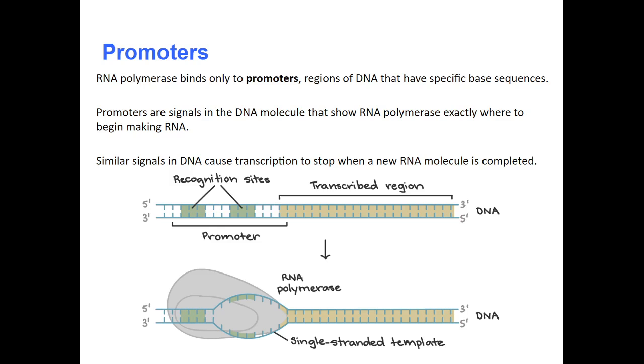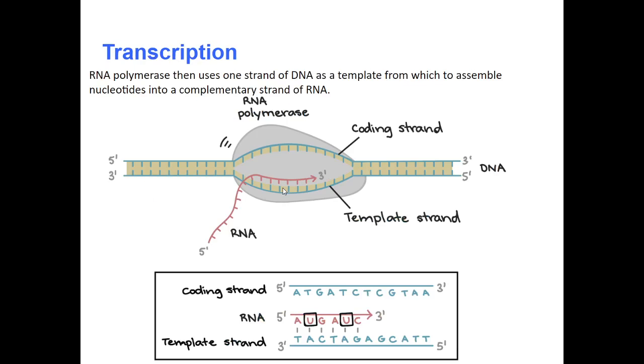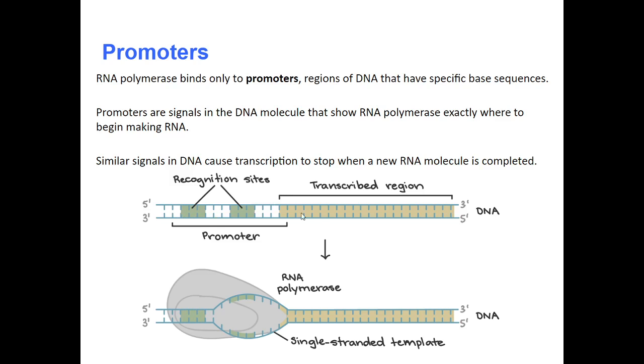I don't want you to make this any more complicated than it is. Just really 2 things to know. We unzip it, make a copy and zip it back up. And how do we know where to start and stop? We have these recognition sites called promoters.